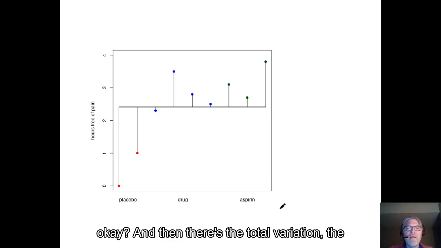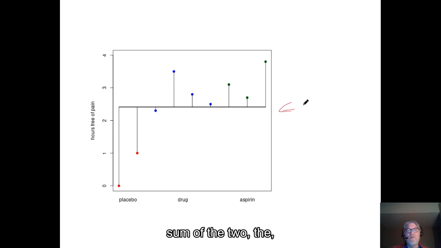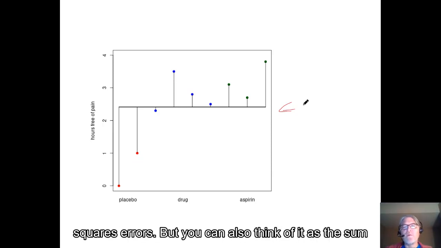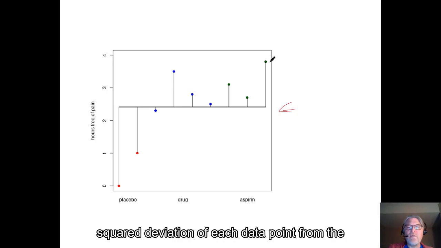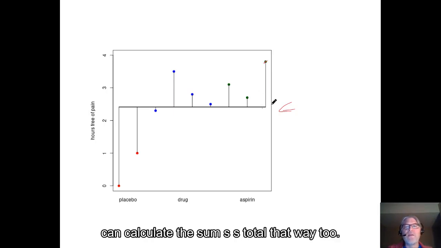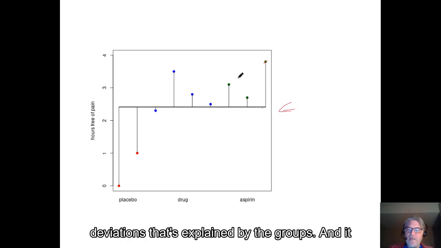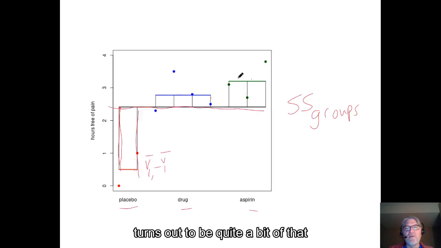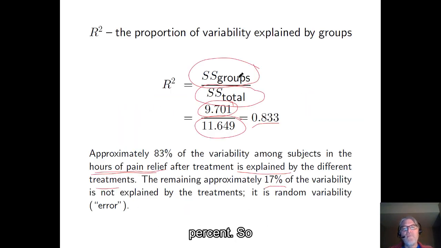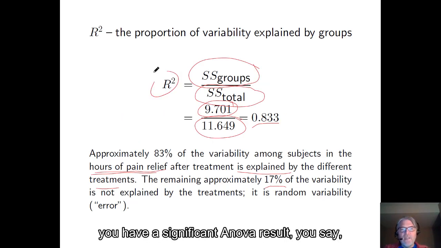Okay, and then there's the total variation. The total variation, once again, is the sum of the two, the sum of squares groups and sum of squares error, but you can also think of it as the sum of squared deviations of each data point from the grand mean, and you can calculate SS total that way too. And so it's basically the proportion of these deviations that's explained by the groups, and it turns out to be quite a bit of that variation, 83.3%.